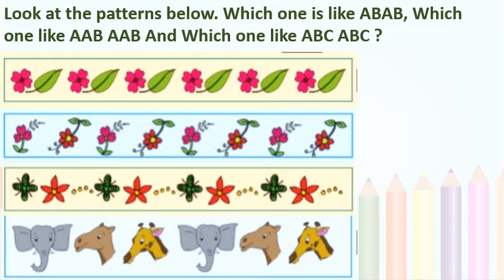See the first one. That is a flower with a leaf. You can see the same flower, same leaf. Right? Here we can say this is AB, AB. Isn't it? So I will write here A. B means here this leaf is B. Again flower A. Again leaf B. So the format is A, B, A, B. Isn't it? Okay. Now see the second one.